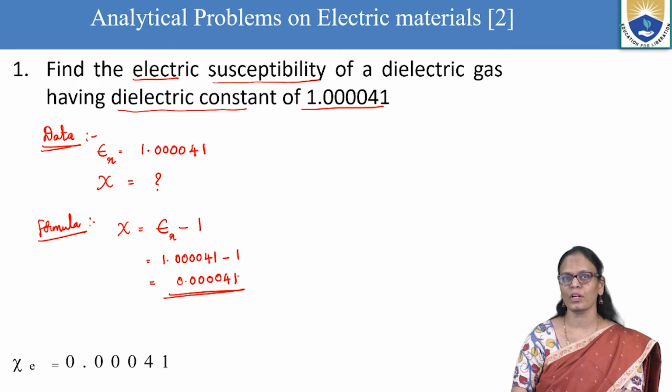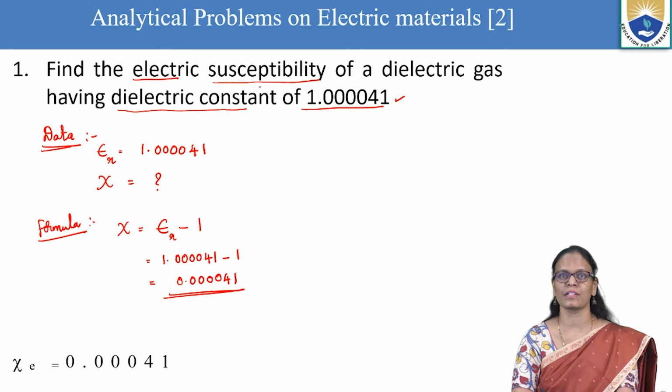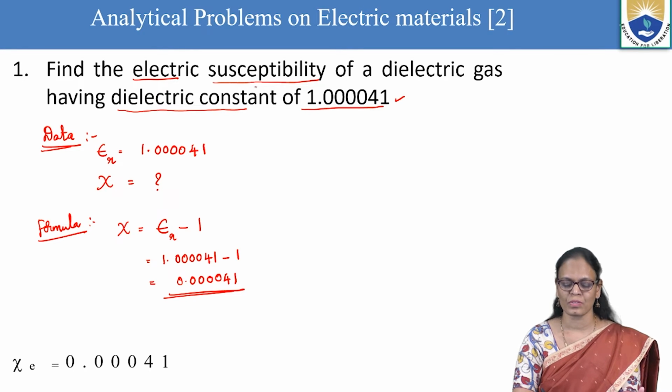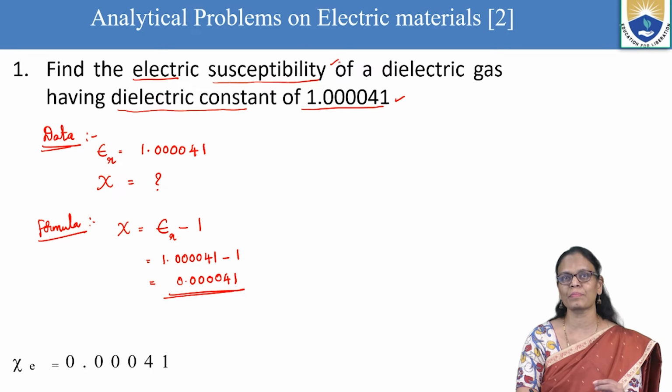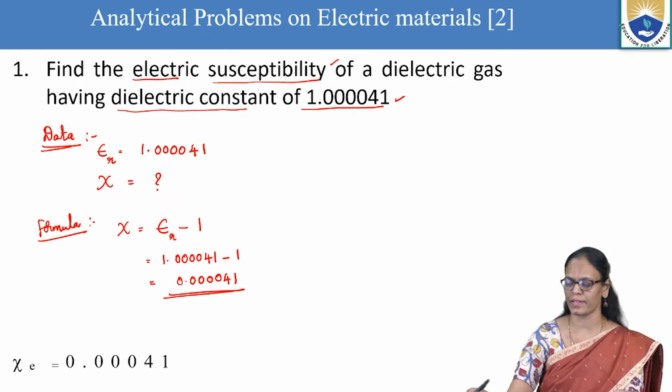So what we try to understand here is, if you are able to know the dielectric constant of a given material, you can calculate its electric susceptibility. Susceptibility here measures the ability of the body to allow the lines of force to pass through it. So you can easily calculate the susceptibility knowing the dielectric constant.